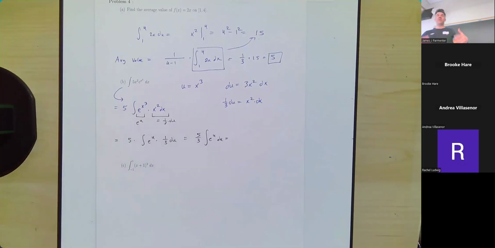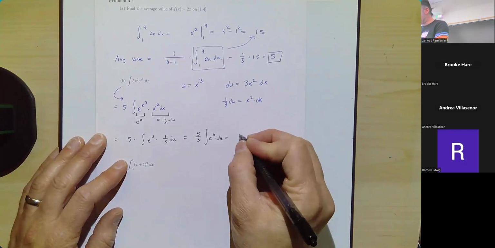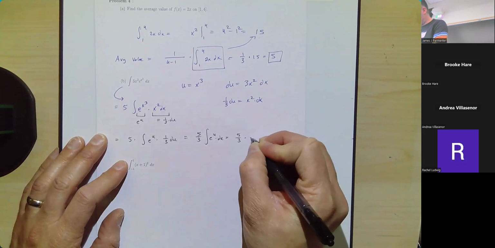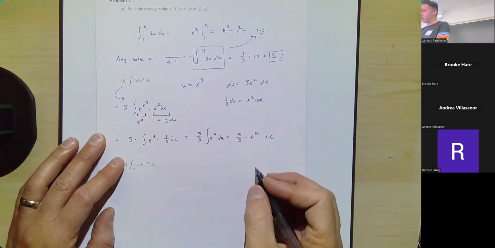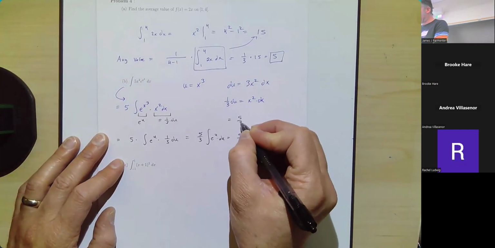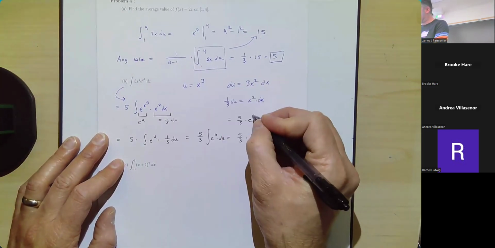We do actually have to do the integral when we're doing a u sub, right? I know the integral here is the same, but make sure you're saying, oh yeah, the integral of e to the u is 5/3 times e to the u plus c. And then we have to end with the variable we started with, so this is going to equal 5/3 times e to the x cubed.